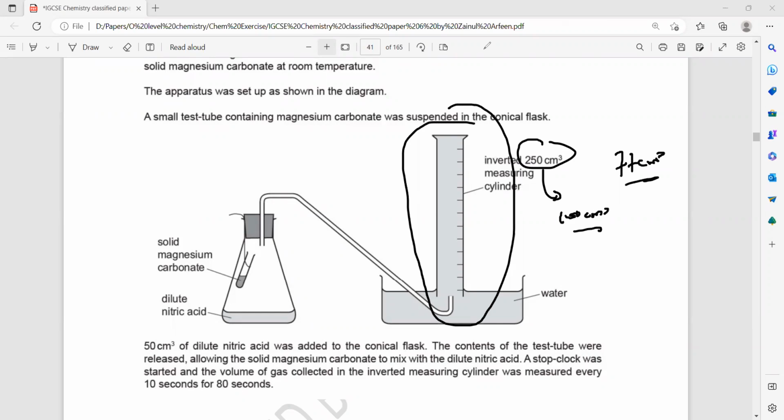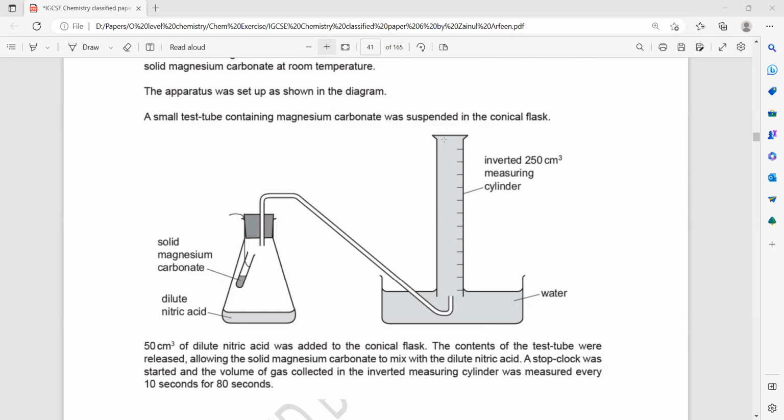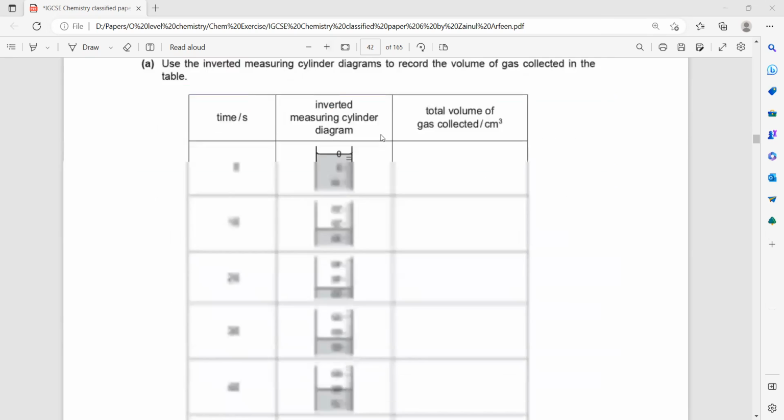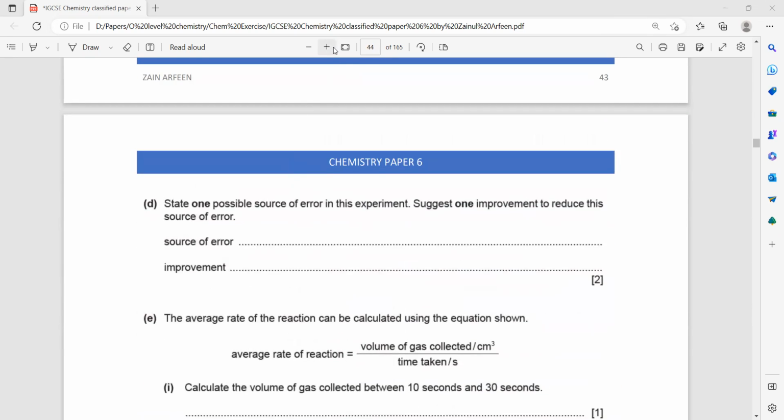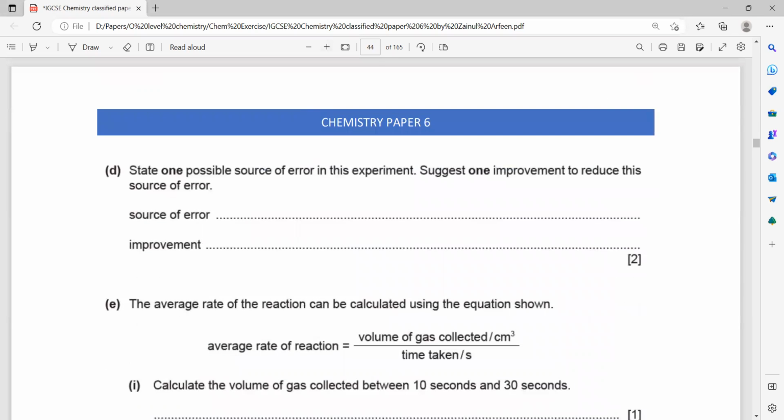Because, for example, if we collect 77 cm cube of gas, the gas which is collected may stop at this point. But if you use a 100 cm cube measuring cylinder, the difference between the markings will be greater. So you can easily read the values, read the scale. So how we can improve this experiment is by using a 100 cm cube measuring cylinder. The source of error is the use of a 250 cm cube measuring cylinder.